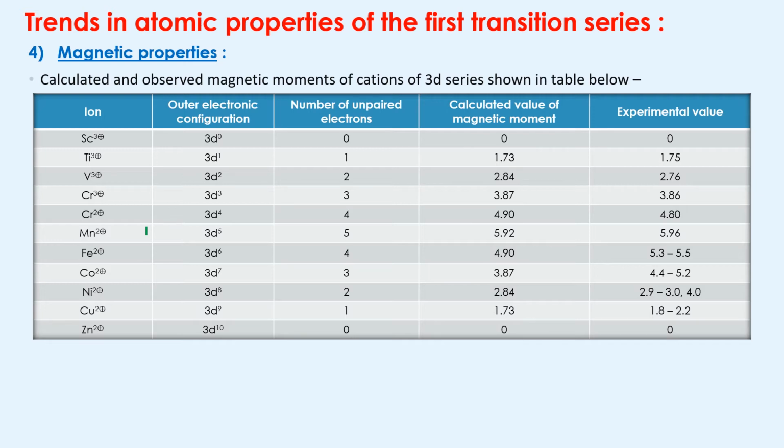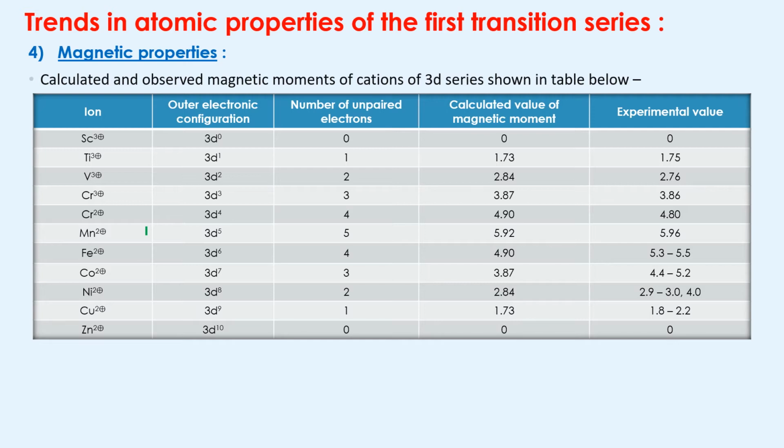So the number of unpaired electrons is 5. The calculated value of magnetic moment will be 5.92 and the experimental value will be 5.96. If you observe your transition series, there are a maximum of 5 unpaired electrons. So that's why this is your maximum magnetic moment value.